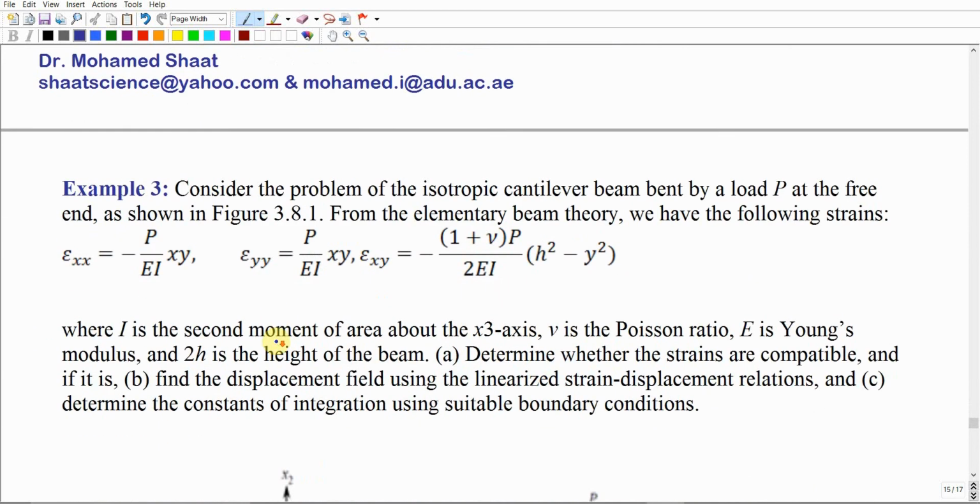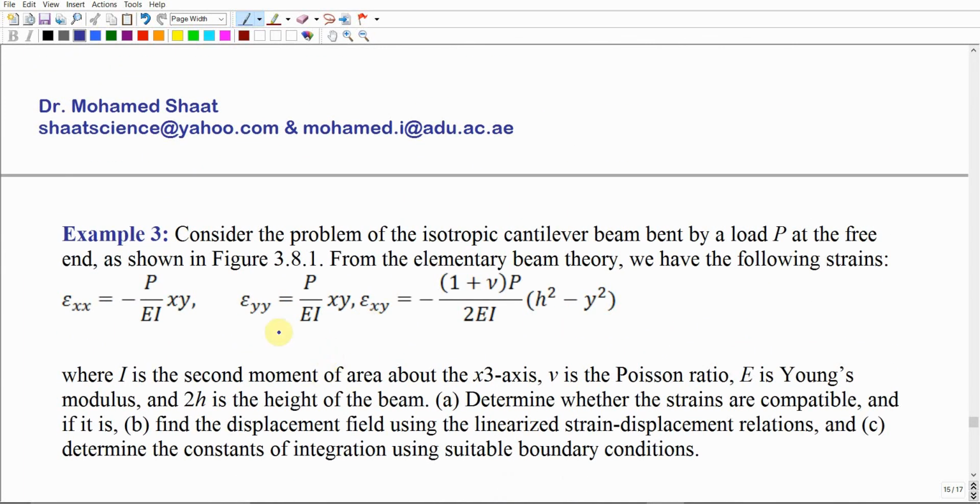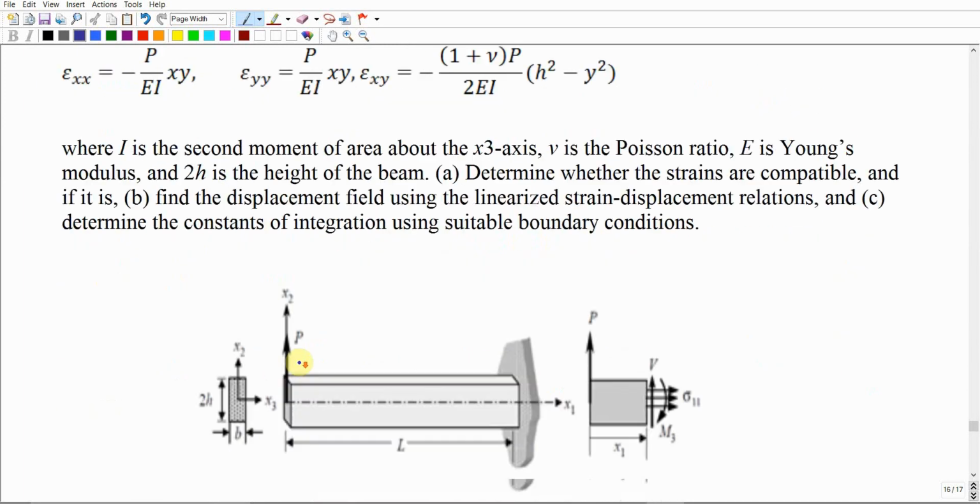There is an example here on deriving the displacement field from the strain field for this problem, but this requires lots of mathematics. So I'm going to skip this one for now. We're going to go over it one more time when we cover the two-dimensional problems, because we have to go over some mathematical things to know how you can solve partial differential equations in 2 dimensions. So I'm going to skip this one for now, and in the future we're definitely going to consider it.